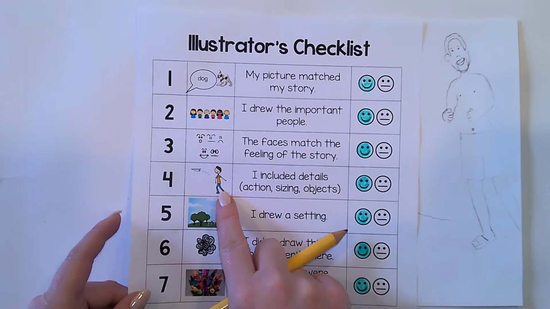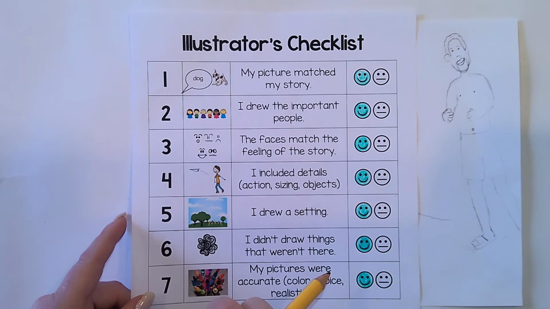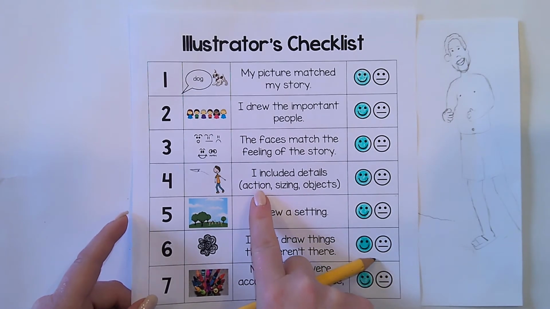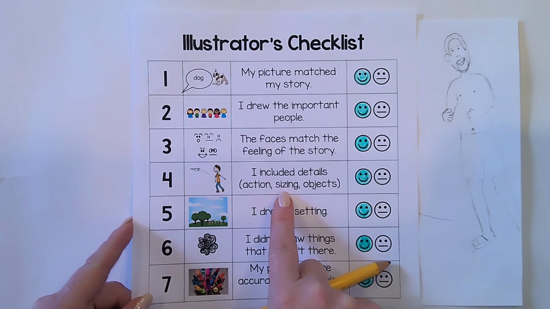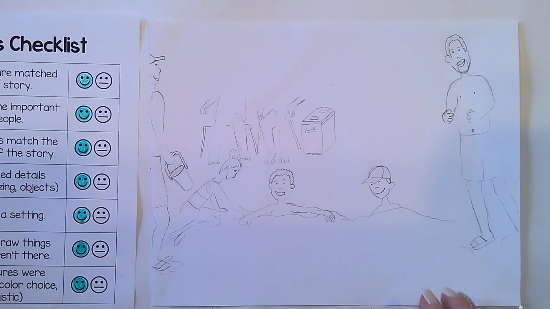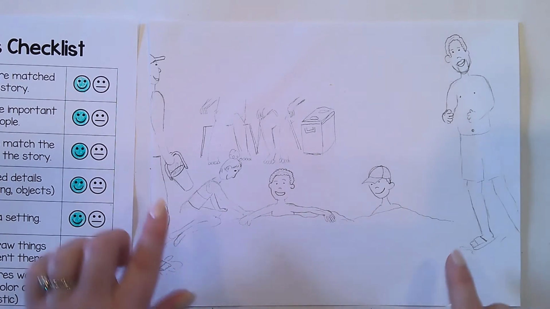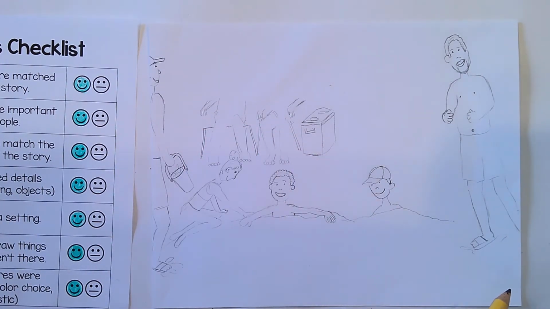Now this next one, I'm really going to have to work on a bit. It says I included details. Okay, details could be action, like something that you're doing. Could be size, like making grown-ups look bigger, or objects, things that tell your story, especially kind of where you are and what you're doing. So my sizing I think is pretty good. All the kids are kind of smaller and the adults are kind of bigger. We might look a little smaller because we're in the background there, but I tried to make the sizing right.